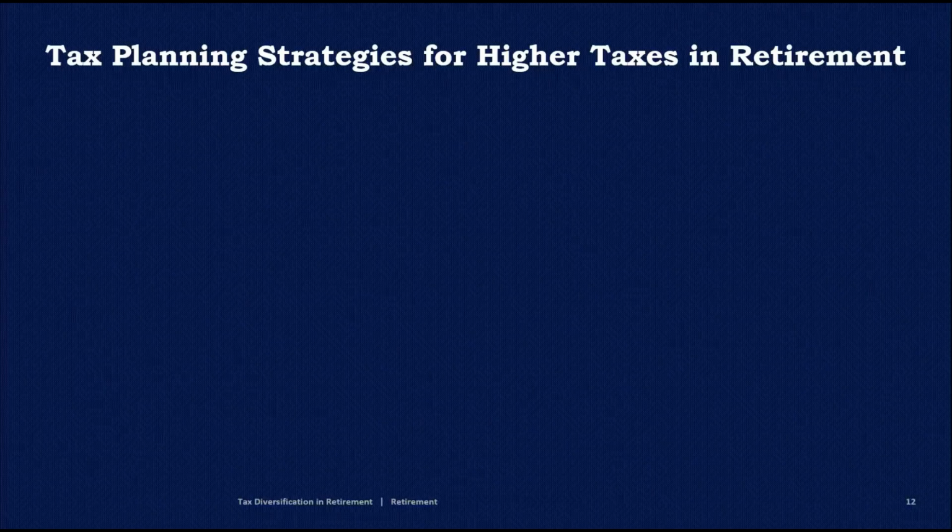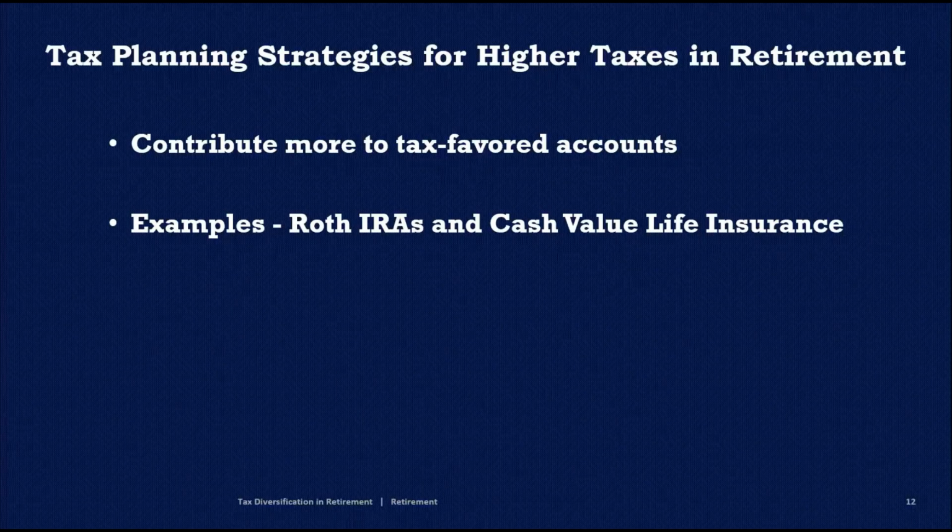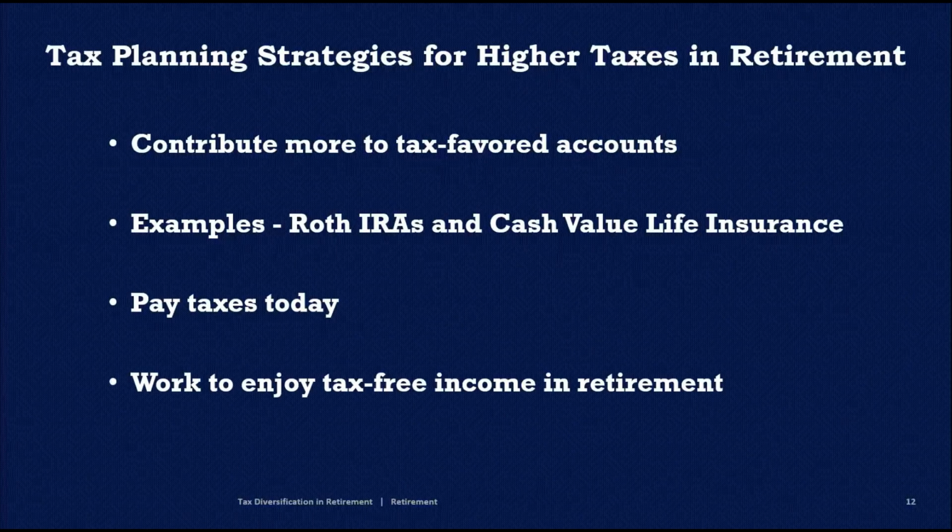So what are some options here? Let's just talk about what that means. If your income is going to be higher than it is today, if we think tax rates are going to be higher than they are today, then these are some strategies that you want to pay attention to. You want to contribute more to tax favored accounts, right? That's where the income comes out tax free as long as it's structured properly. Some examples of that would be Roth IRAs, cash value life insurance. You pay taxes today, so you can enjoy that tax-free income in retirement.